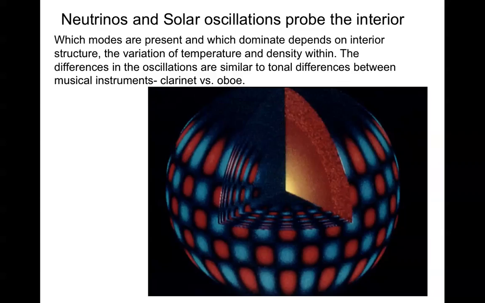And it rings in a variety of different tones, the simplest one being a simple radial oscillation, a breathing oscillation in and out, but many, many higher order oscillations are on top of that of different types. And the relative strengths of these different oscillations and their presence or absence are very determinative about the structure of the inside of the sun. They tell us how temperature and density vary as a function of distance into the middle of the sun.